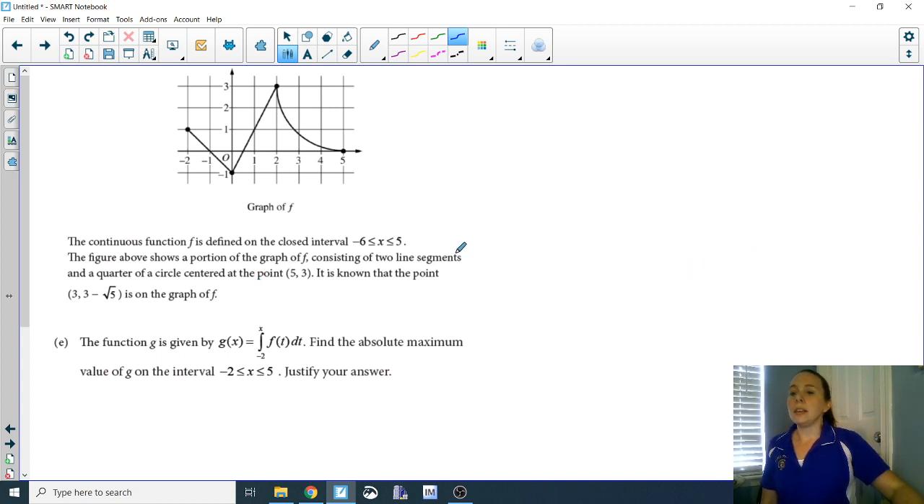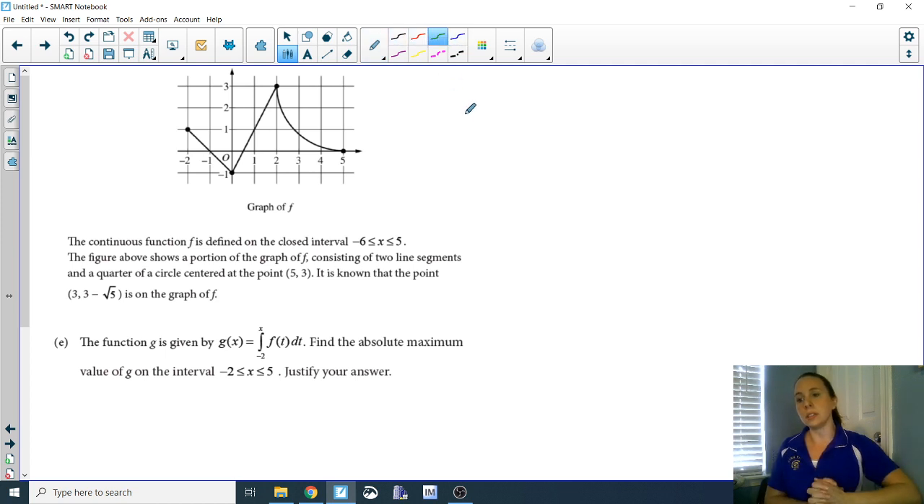All right, part E. The function g is given by g of x is the integral defined function. Really important to note that it is starting at negative 2, going to x of f of t dt. So that basically says it's starting here, and g is defined by the area anywhere from negative 2, beyond. We are finding the absolute maximum value of g on the interval from negative 2 to 5. Justify our answer.